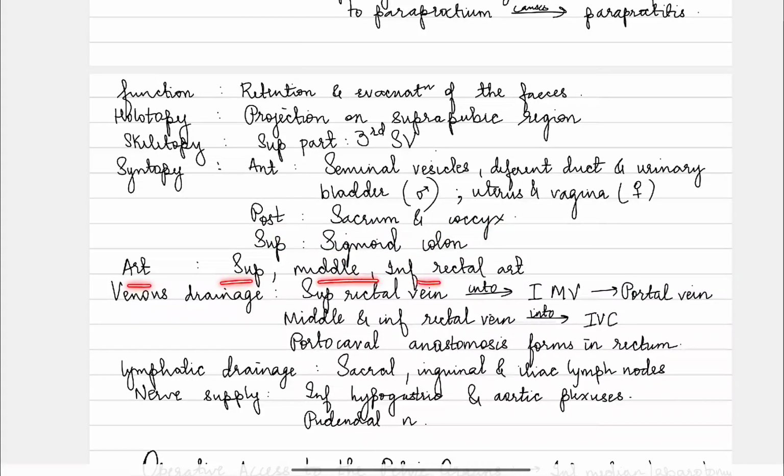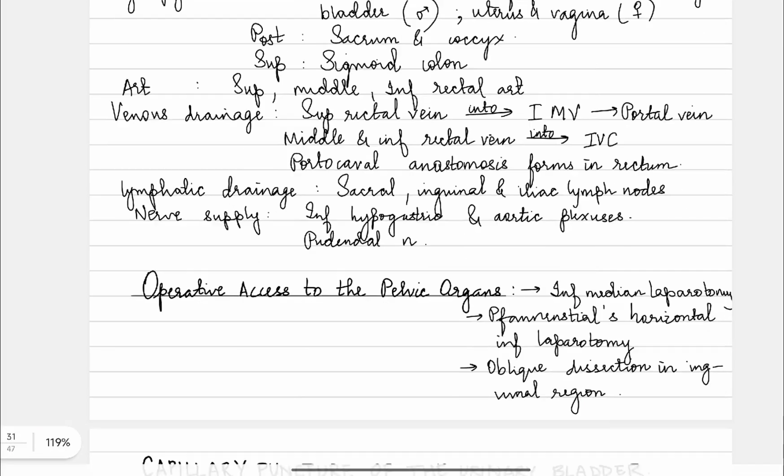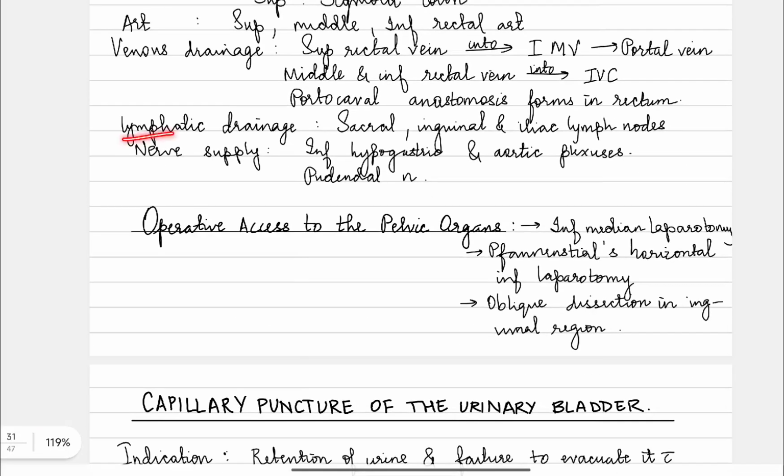Artery is superior, middle, inferior rectal artery. Venous drainage is superior rectal vein into inferior mesenteric vein into portal vein. Middle and inferior rectal veins into inferior vena cava. Portocaval anastomosis forms in rectum. Lymphatic drainage is sacral, inguinal and iliac lymph nodes. Nerve supply is inferior hypogastric and aortic plexus and pudendal nerve.